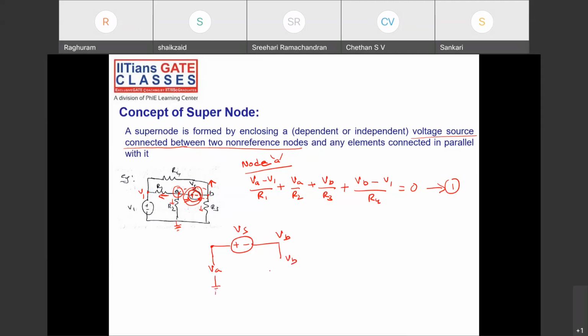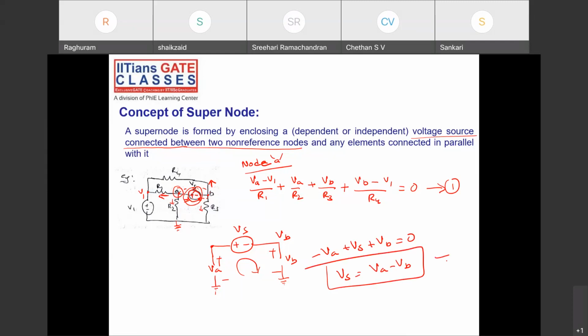And this is VB. Whenever I say VA or some voltage, that is with reference to ground, right? So this is my VA and VB. This is how it is, plus minus, plus minus. So write down KVL for this: minus VA plus VS plus VB is equal to 0. So VS equals VA minus VB. Clear? Two unknowns, two equations. Solve for VA and VB. Clear about the concept of supernode?